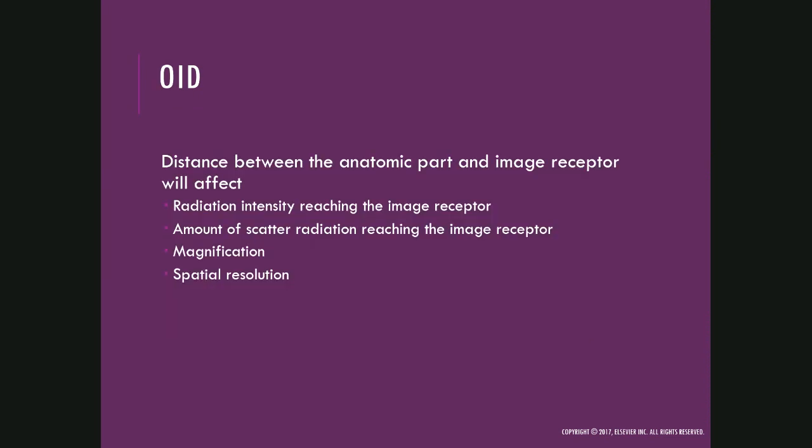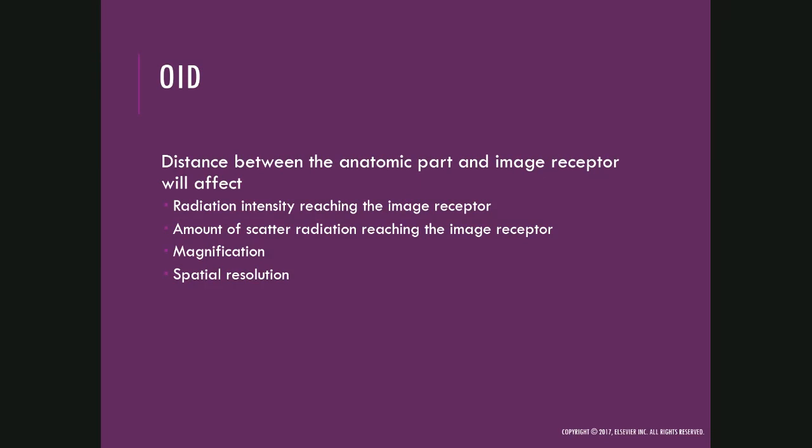Along with your SID, we talked about when we did magnification factor that the OID plays a role. That's not only in your magnification factor, but I'm just trying to relate it to things that you guys already know. Whenever you increase your OID, we're going to change the amount of radiation that reaches the image receptor. Remember, we talked about that with the air technique at the end of chapter 8. The amount of scatter, yep, we said that. Magnification, remember your magnification factor is your SID over your SOD, and your SOD is your SID minus your OID. So your magnification factor is going to change.